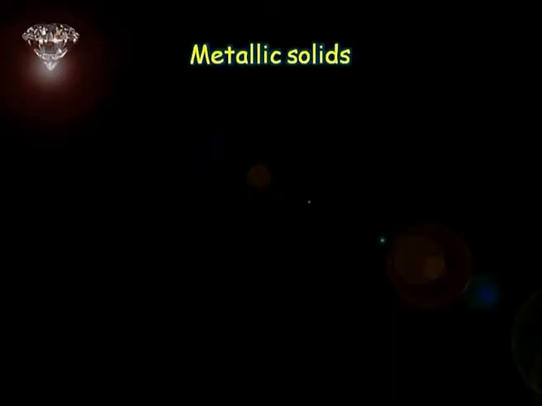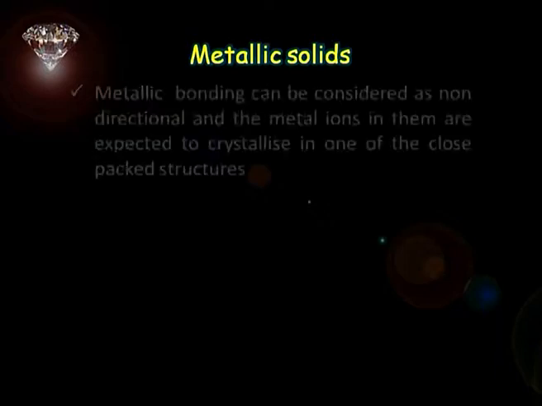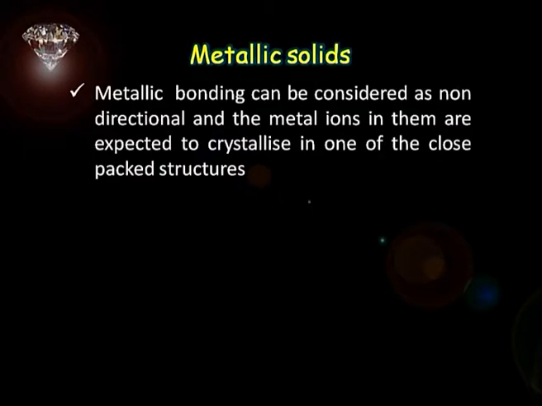We start with metallic solids, the simplest ones, because we know that metallic bonding is non-directional. In metallic systems, we can expect the metal ions to crystallize in one of the close packed structures, because as per the electron sea model, there is an ordered arrangement of the metal ions in a sea of electrons. So, we expect them to be packed into some kind of ordered structure, typically close packed structures.